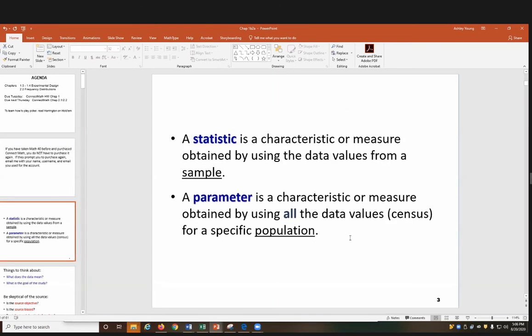All right, so this is sort of where we left off last class. Maybe I can get somebody to read this, how about Ulysses? A statistic is a characteristic or measure obtained by using the data values from a sample. A parameter is a characteristic or measure obtained by using all the data values for a specific population. Good, thank you.